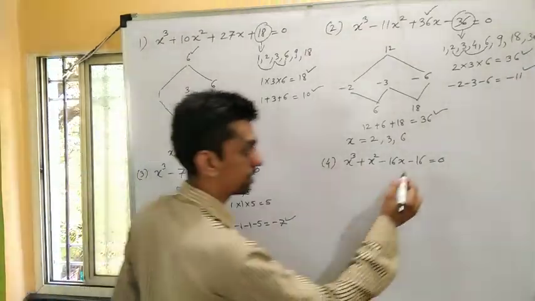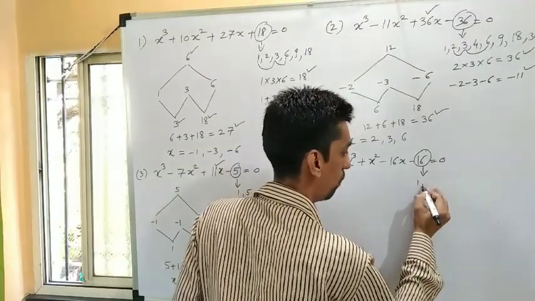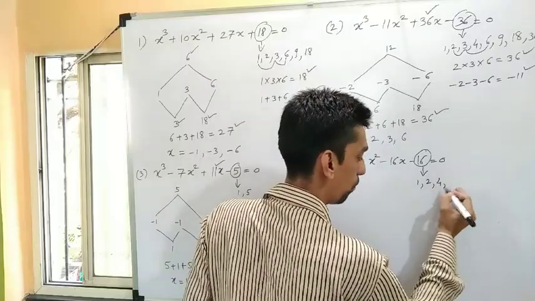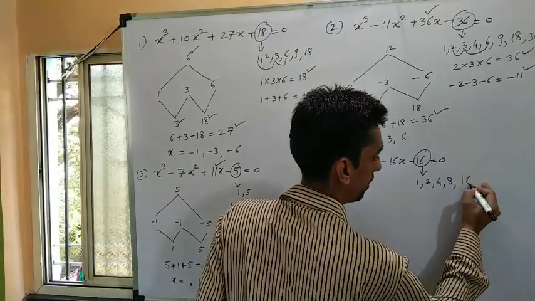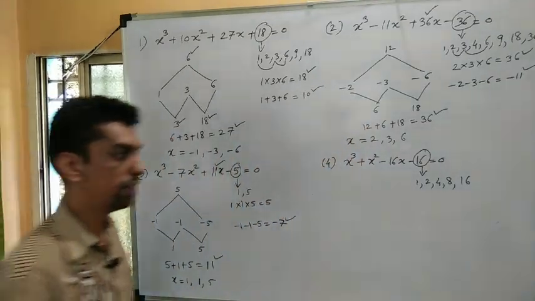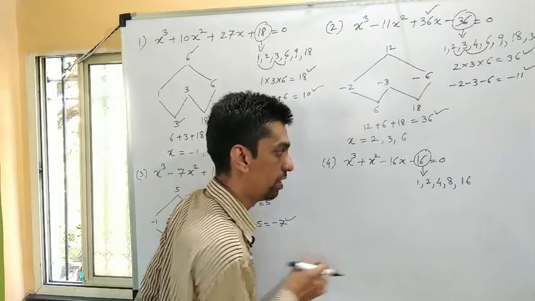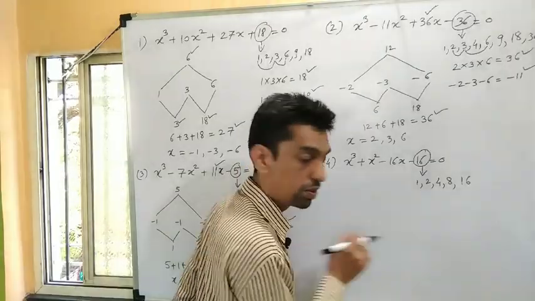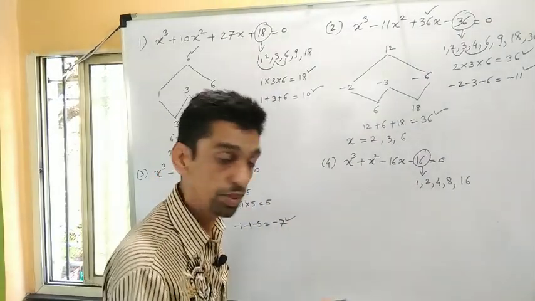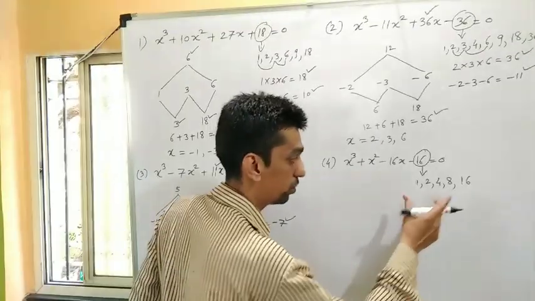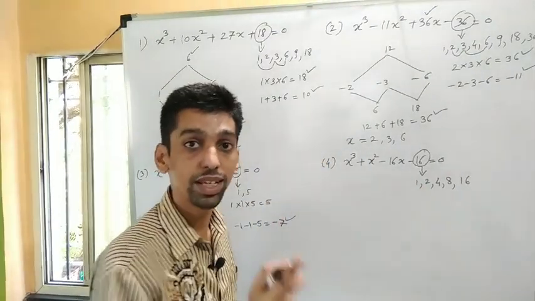Let us proceed to the last example. Here the constant term is 16, its factors are 1, 2, 4, then 8, and finally 16. So these are the factors of this constant term 16 here. Now we have to take three numbers out of these factors in such a way that its multiplication will be 16.